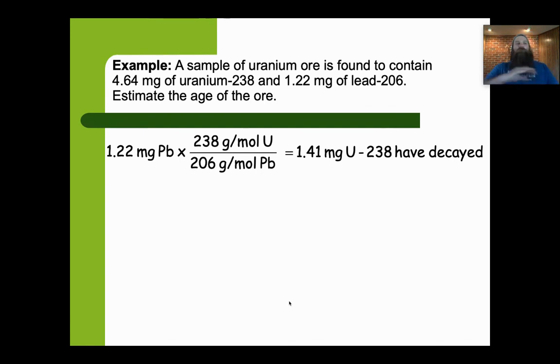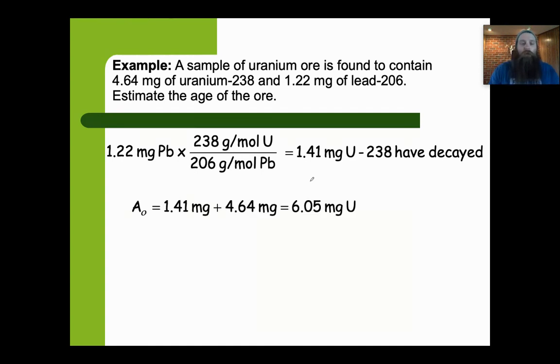Now, this is not a question I'm going to ask you to do on a test. This is just more for enrichment activity, but that is how I would do that. I would look at the ratio of their two masses, and that would allow me to get back over to how much uranium is gone. I know that 1.41 milligrams of uranium has decayed. I know that I currently have 4.64 milligrams left, so added up, it tells me A sub 0, the amount of uranium at the beginning when time equals 0. This is what I started with.